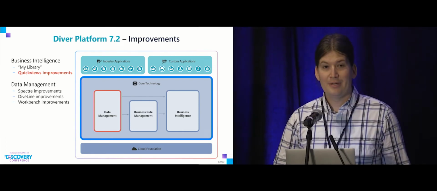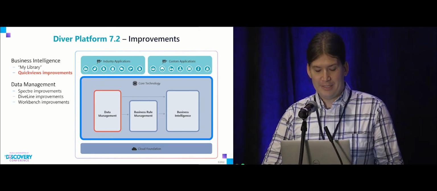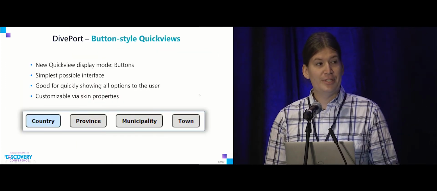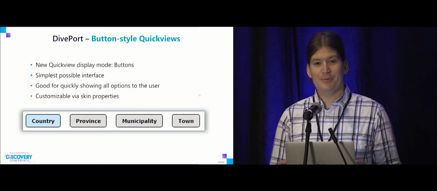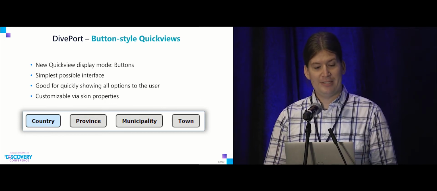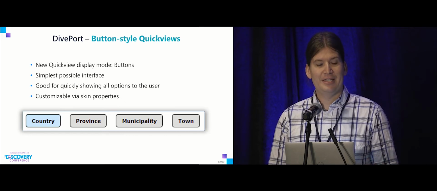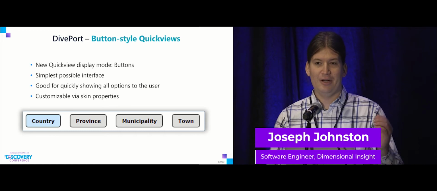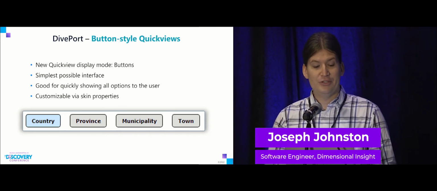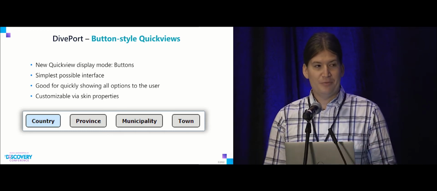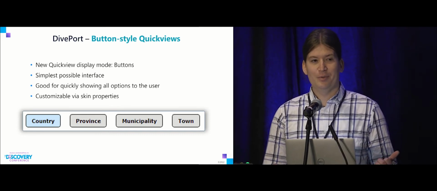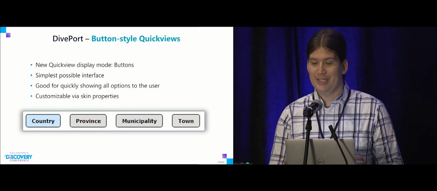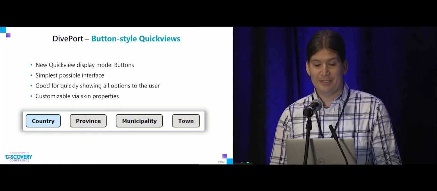Thank you, Jamie. Yeah, so I'm going to talk about a few quick view improvements that we have in 7.2, and I'm going to start with our new button style quick view. So this is a quick view that takes all of the available options that we have and shows them as clickable buttons. So this is a very simple interface that is a great option if we have a limited number of choices and we want the user to be able to see all of them at once and easily move between them. This will be available anywhere that a Flex Quick View was available before, so this should be usable in pretty much all cases, and it's customizable to skin properties, so we can get this to match the look and feel of your app.